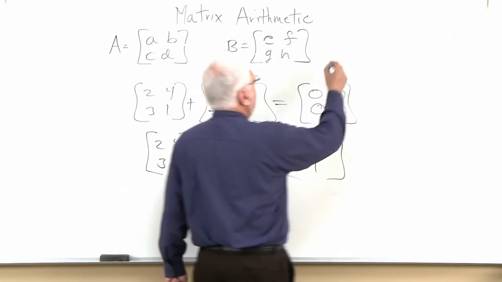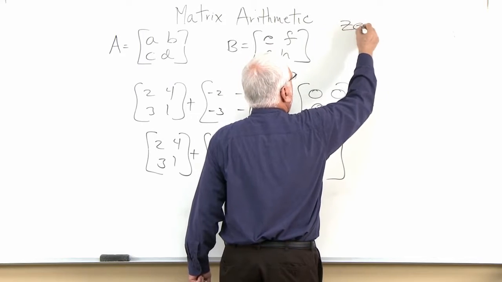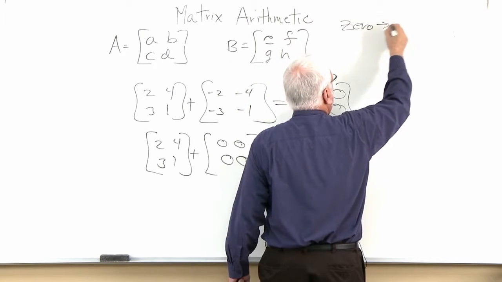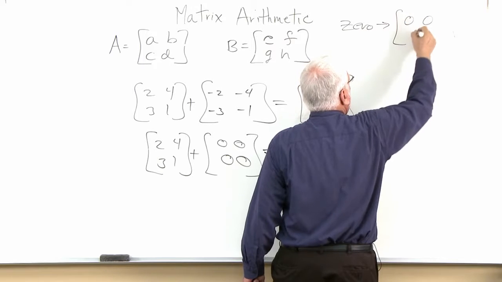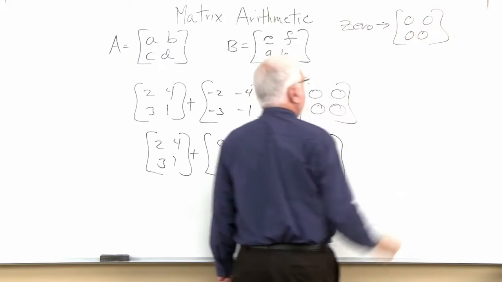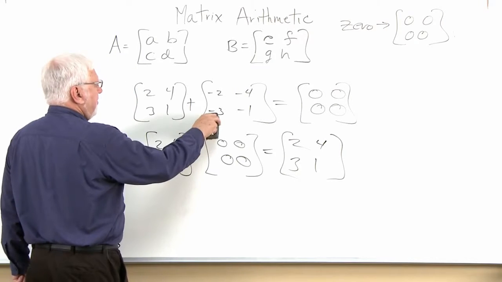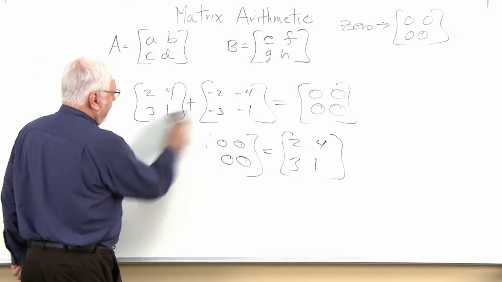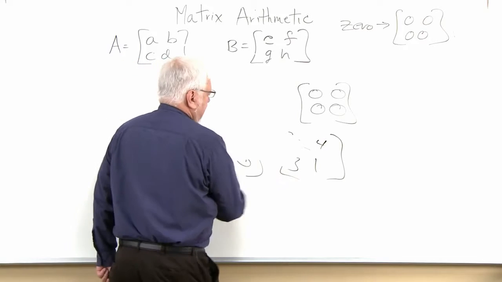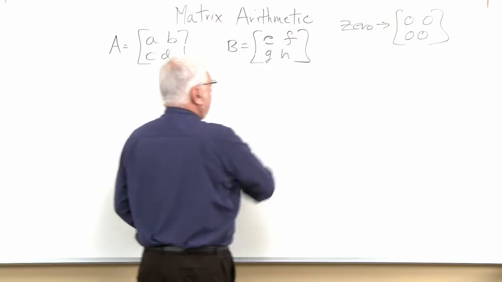So the 0 of our system is 0, 0, 0, 0. That's our additive identity. And the negatives works here, so that's not a problem. Now let's look at this other one.